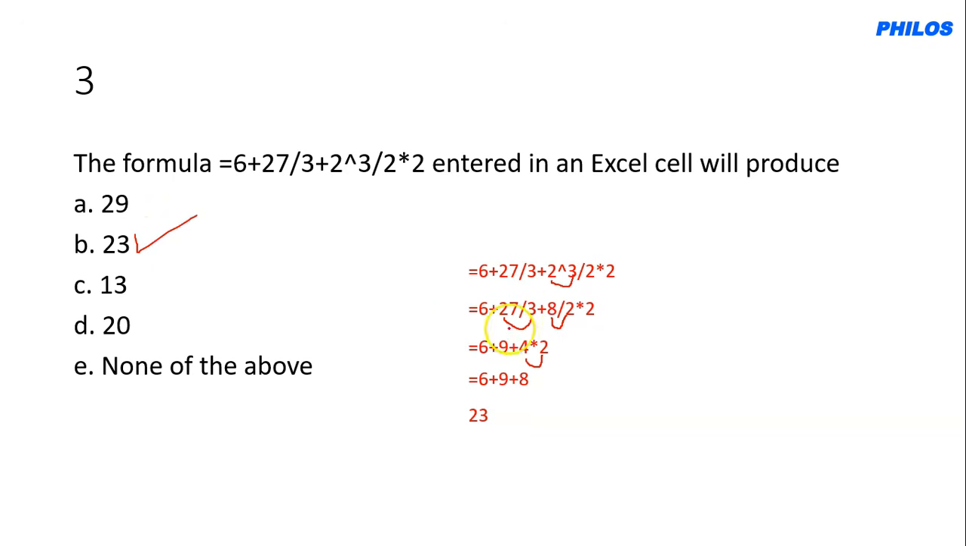Now, when you are at this stage, you can put everything on the calculator. Calculator will give you 23. Try it and see. 6 plus 27, then use the division I told you about, the one where the multiplication, addition, subtraction are. Use that particular one. Then 3 plus 8 divided by 2 times 2. Then you click the equal to key. It will give you positive 23. So that's the answer for question 3. So let's proceed to the next question.